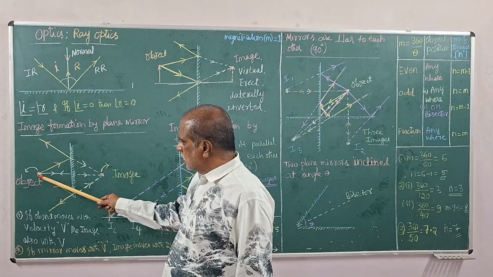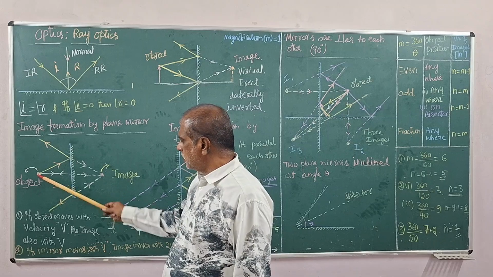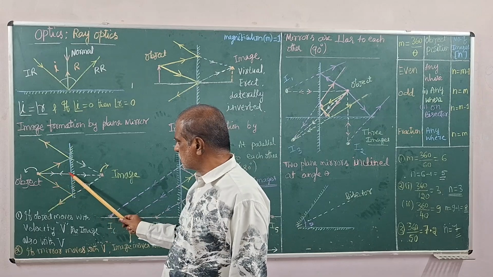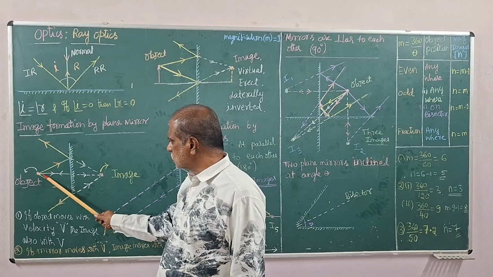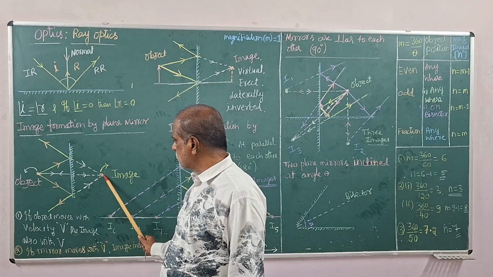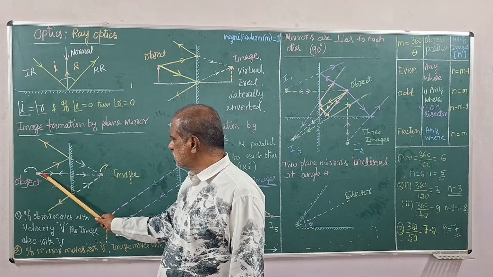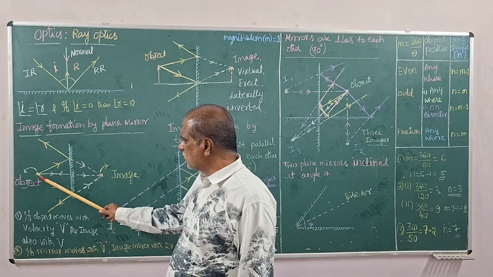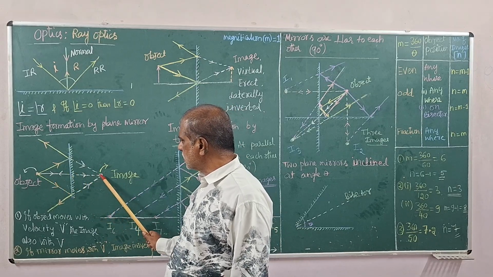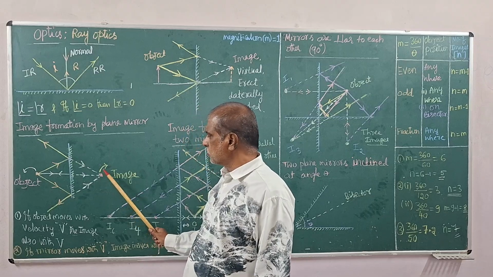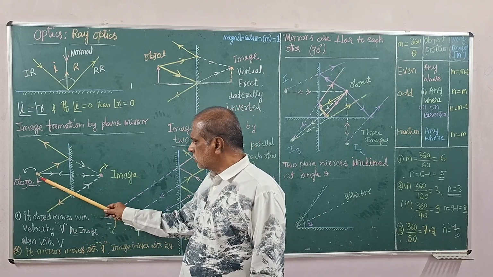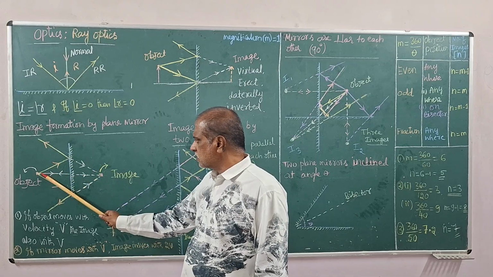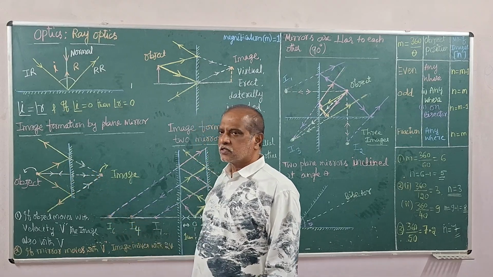Suppose the object is moving with a velocity v, it can move closer to the mirror or away from the mirror. If it moves closer to the mirror, the image also moves closer to the mirror. If it moves away, the image also moves away. If the object is moving with a velocity v, the image also moves with the same velocity. Any movement of the object, there is a movement of the image, with the same velocity.